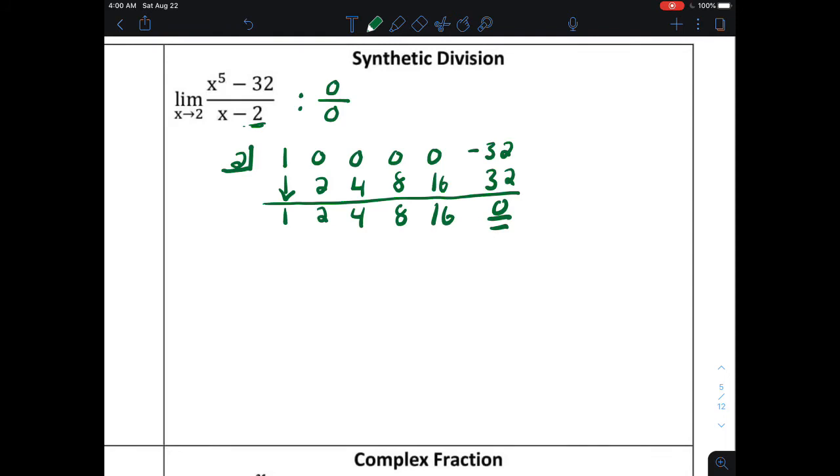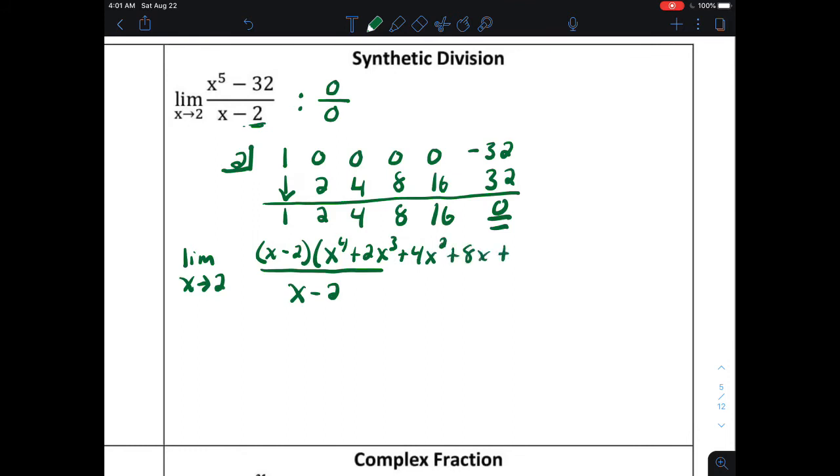And now we can rewrite our limit. So basically what we did was we showed that x to the 5th minus 32 could be rewritten as the product of x minus 2 times x to the 4th plus 2x to the 3rd plus 4x squared plus 8x plus 16.